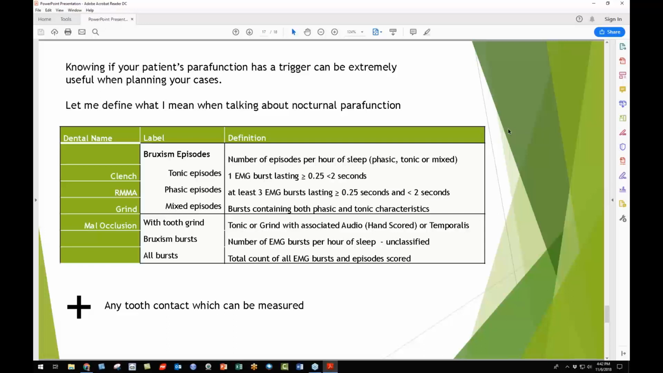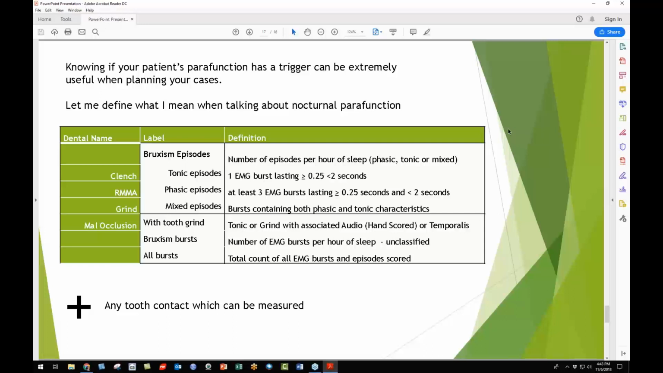Malocclusions aren't really responsible for bruxism, and I'm a little out of my league talking about that. I'll just be honest. But I know when a patient has a high tooth, those are the patients that generate the strongest clenches. And then there is any tooth contact, which we can measure.